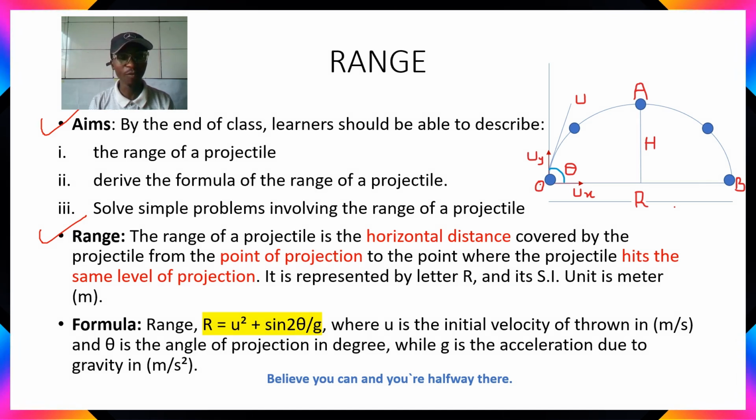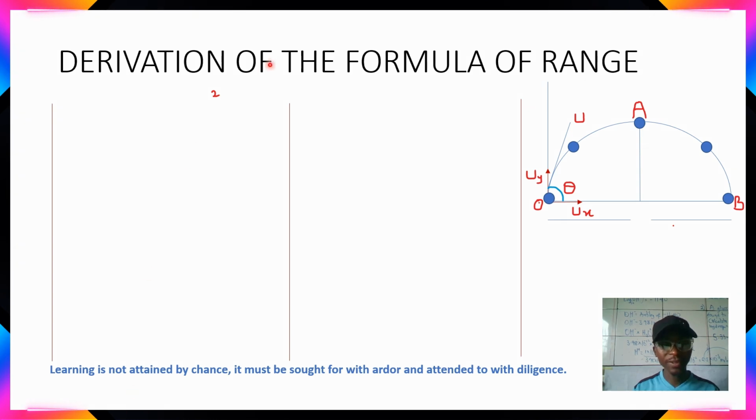Then the formula of range, which is represented by capital letter R, equals U squared sine 2 theta over G, where U is the initial velocity of throw, theta is the angle of projection in degrees, while G is the acceleration due to gravity in meters per second squared. I hope this is clear to you, class. If so, let's move to the next slide, where we shall be looking at how to derive the formula of range of projectile. All right, learners.